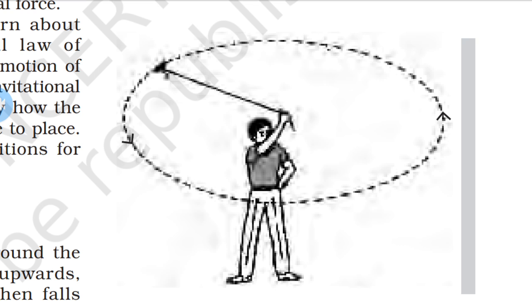Again, note the direction of motion of the stone. Before the thread is released, the stone moves in a circular path with a certain speed, changing direction at each and every point. The change in direction involves a change in velocity, and thus acceleration.